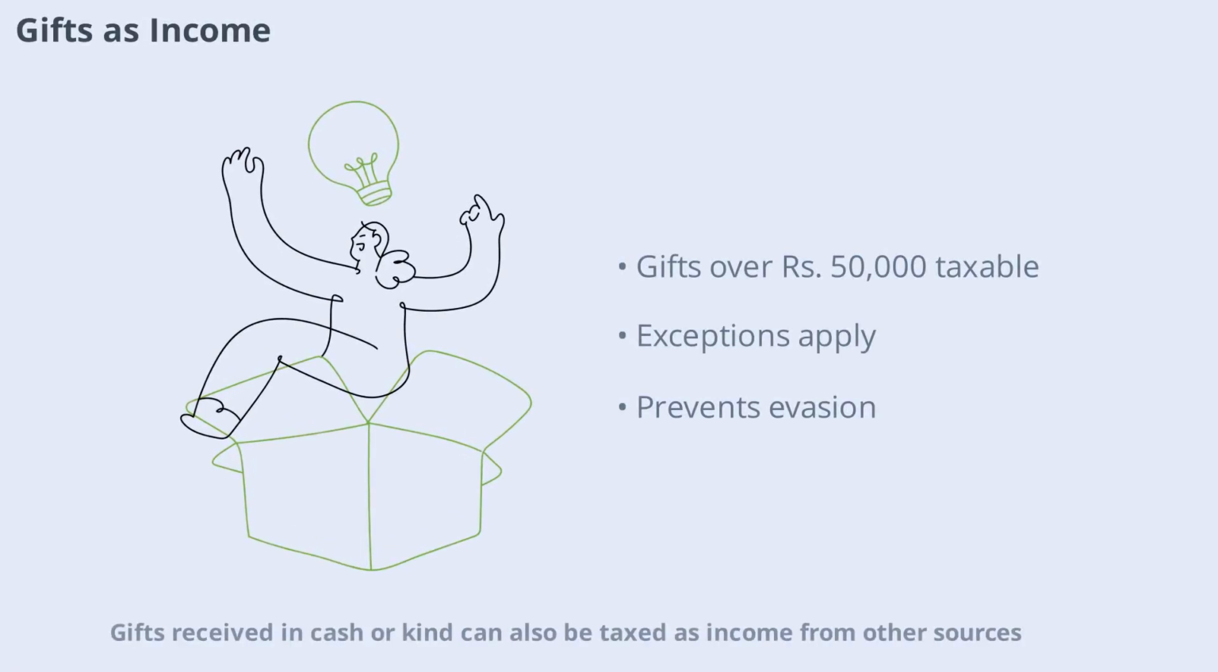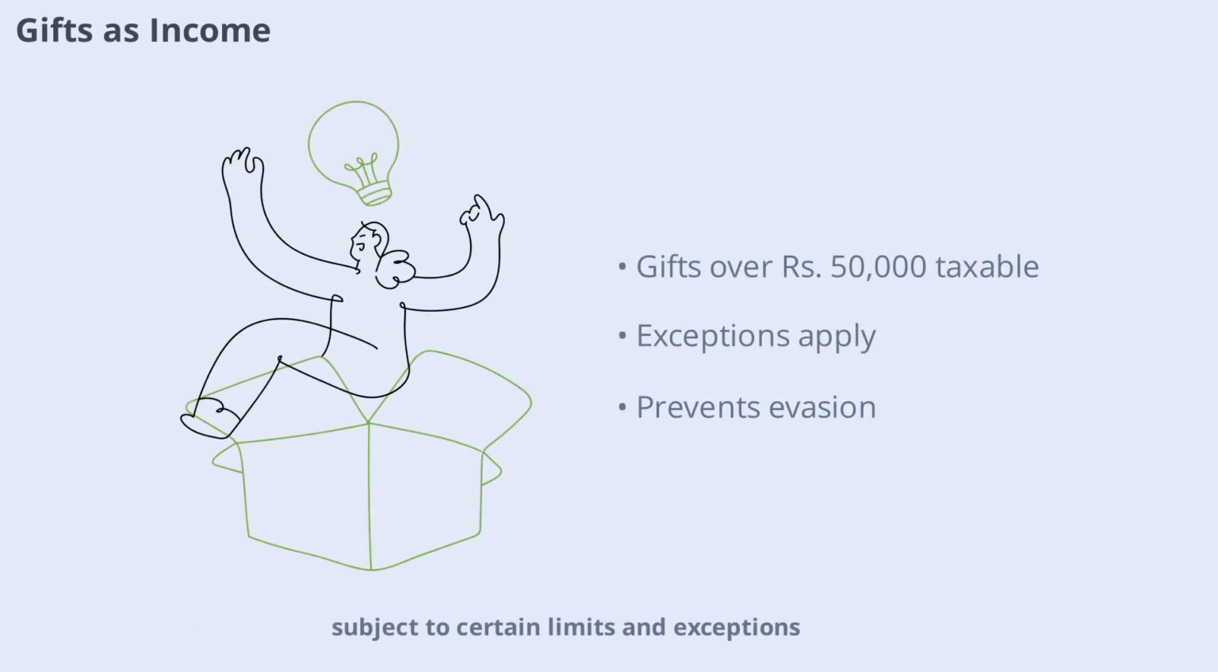Gifts received in cash or kind can also be taxed as income from other sources, subject to certain limits and exceptions. If the aggregate value of gifts received during a year exceeds Rs. 50,000, the entire amount becomes taxable, unless the gift is received from specified relatives or on certain occasions. This rule is designed to prevent tax evasion through large, unexplained gifts.